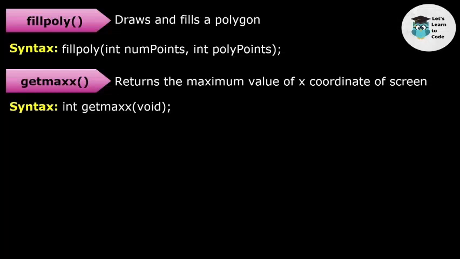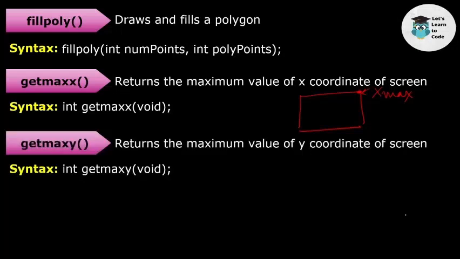The next is the get max x. Suppose you want to get the maximum value of the x coordinate of the screen, then we use the get max x method. Get max y. Suppose you want the maximum value of the y coordinate, then we use the get max y method. This returns the maximum value of the y coordinate.